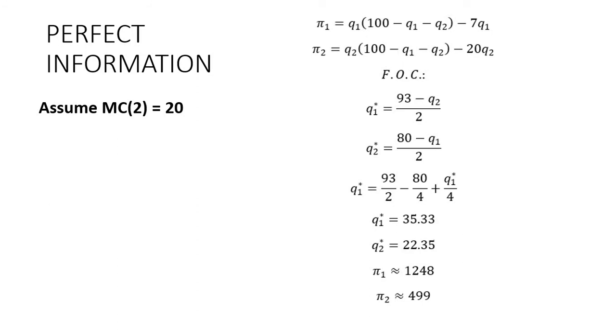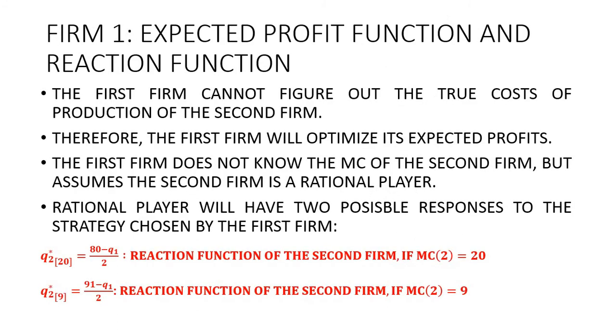Okay, so now we are done with the relatively easy part of this task, and let's proceed to something more complicated. So as you remember, we assumed that the first firm is unable to figure out the true marginal cost of the second firm. So that's why instead of maximizing profit, the first firm will maximize expected profit. As you remember, although the first firm is unable to tell for sure whether marginal cost of the second firm is equal to 9 or 20, the probabilities of those marginal costs are equal.